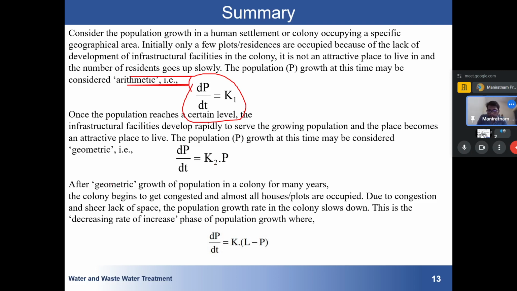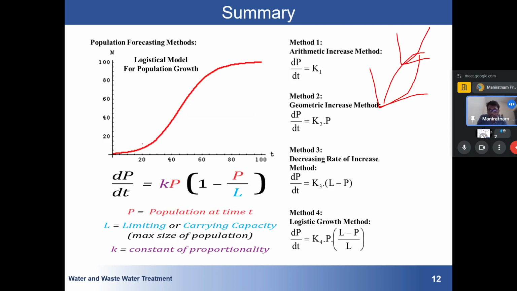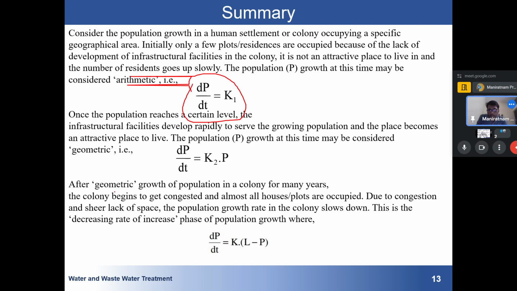After geometric growth of the population in the colony for many years, remember this is occurring for many years, this will keep happening, and the colony begins to get congested. What happens is that as the population has started to grow and infrastructure has developed, people start occupying the resources of that area.